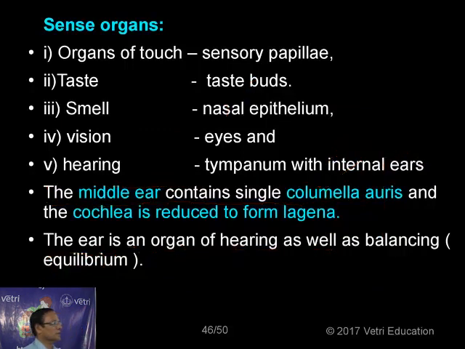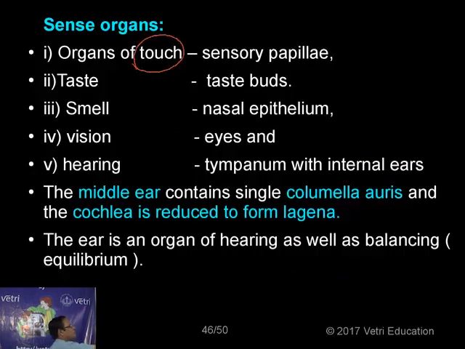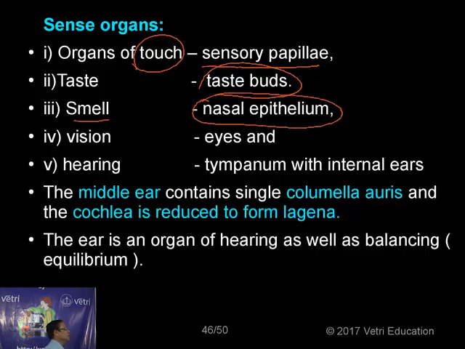Now, the sense organs. We have different types of sense organs in vertebrates. We have the organs of touch in the skin. Tactile sense organs are tangoreceptors present on the surface of the skin. They are called sensory papillae. For taste, the tongue has taste buds. For smell, we have the nasal epithelium in the nasal cavity. And for vision, we have the eyes.